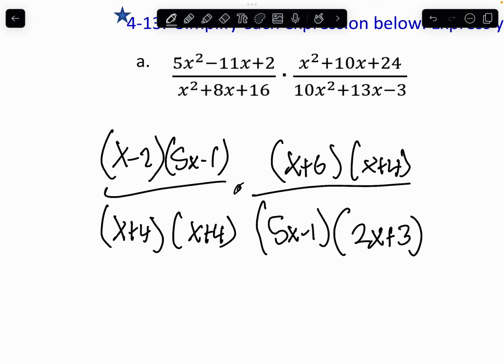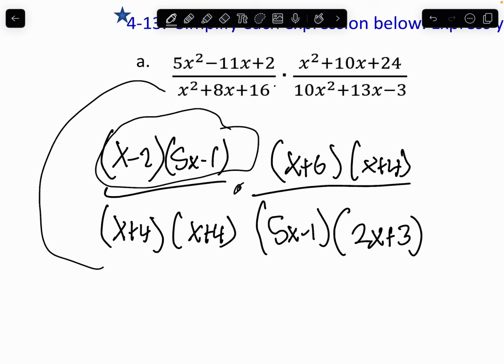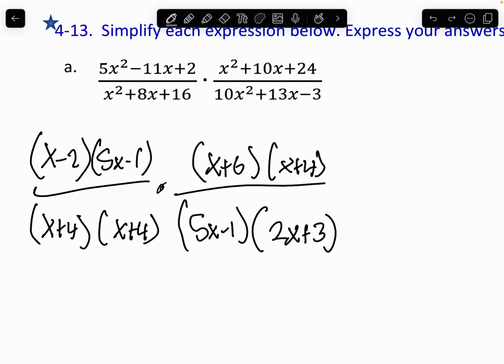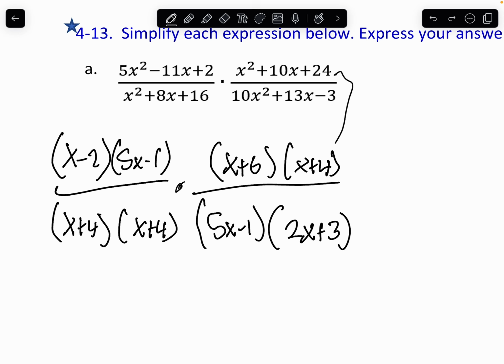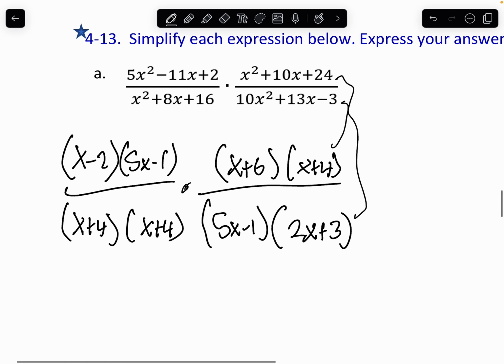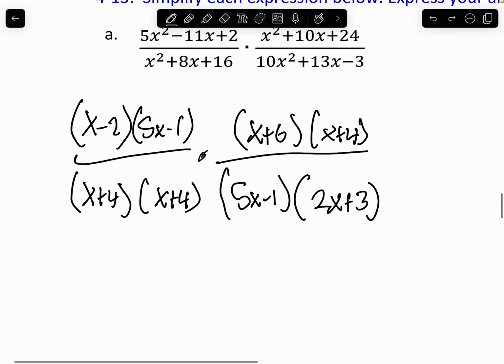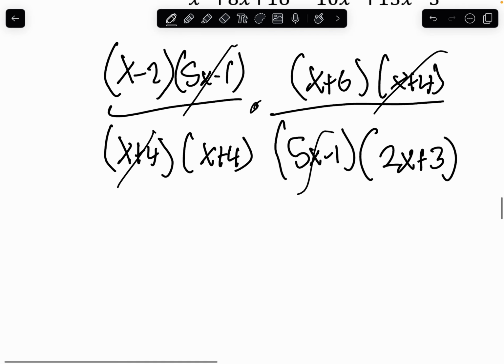5x squared minus 11x plus 2 factors to this, x minus 2 to this. I factored this already, earlier, because I didn't want to do it. It takes a while. And then I factored this to this, and this to that. So now that we have it all factored, we can start canceling out. So 5x minus 1 cancels with that. X plus 4 cancels with x plus 4. And that's all that's going to cancel out for this problem.